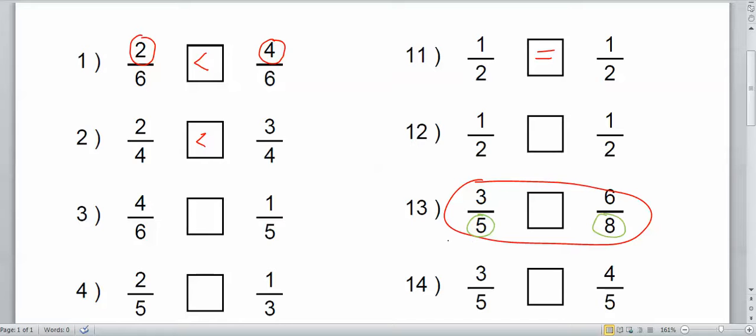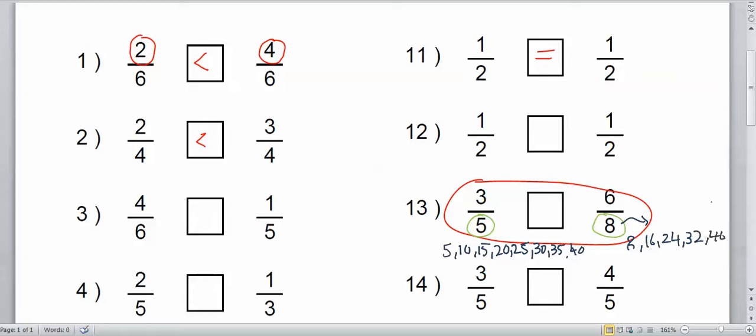The multiples of 5 are 5, 10, 15, 20, 25, 30, and you just keep going, because we need to find the lowest common multiple. Let's do the multiples of 8. We've got 8, 16, 24, 32, and 40.